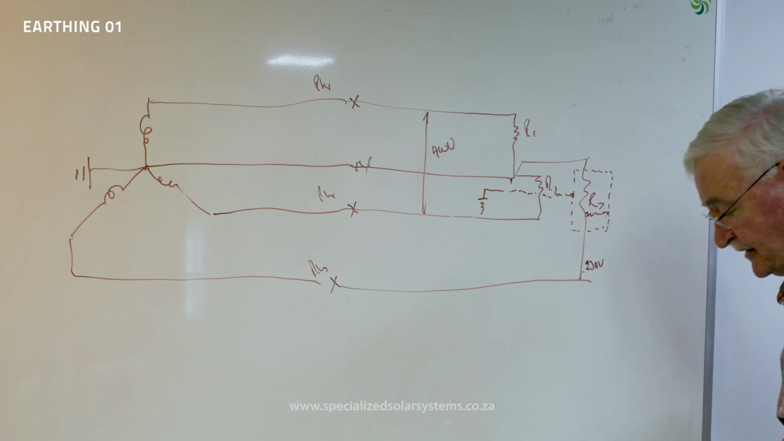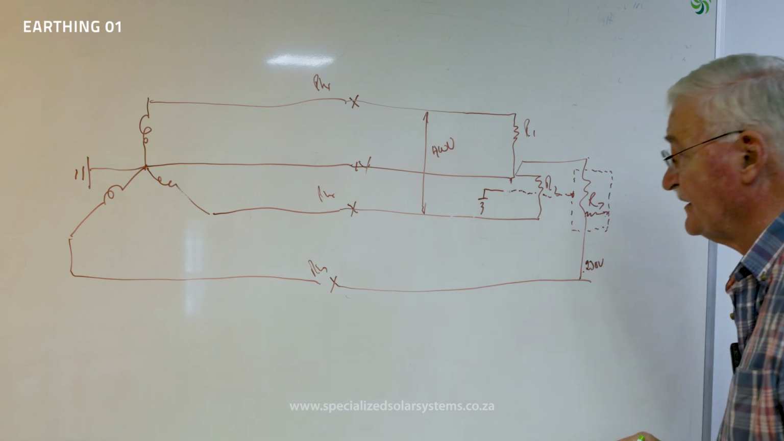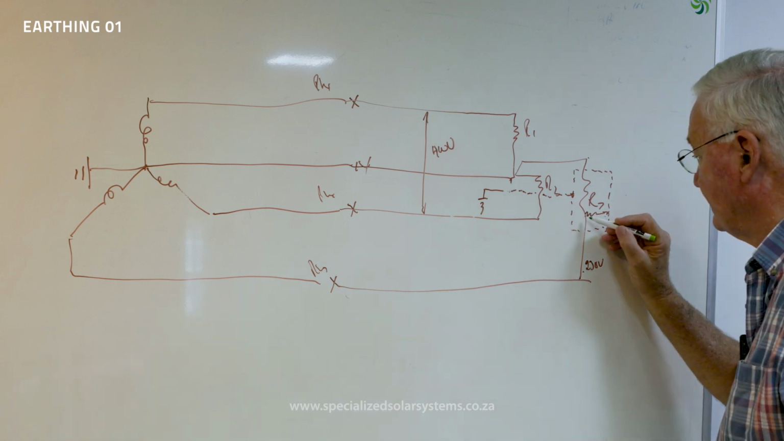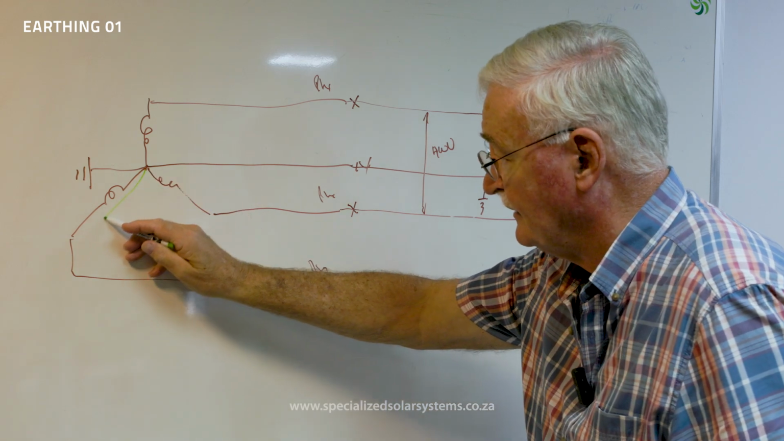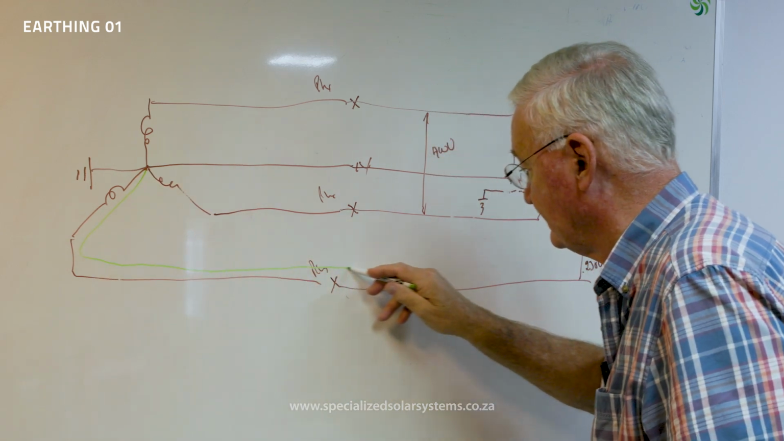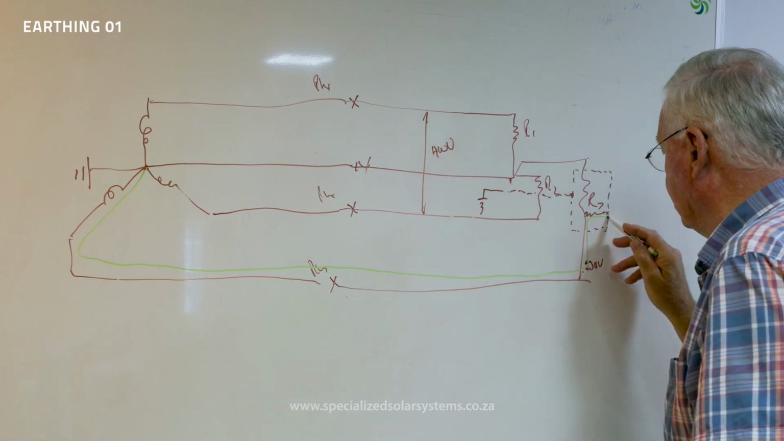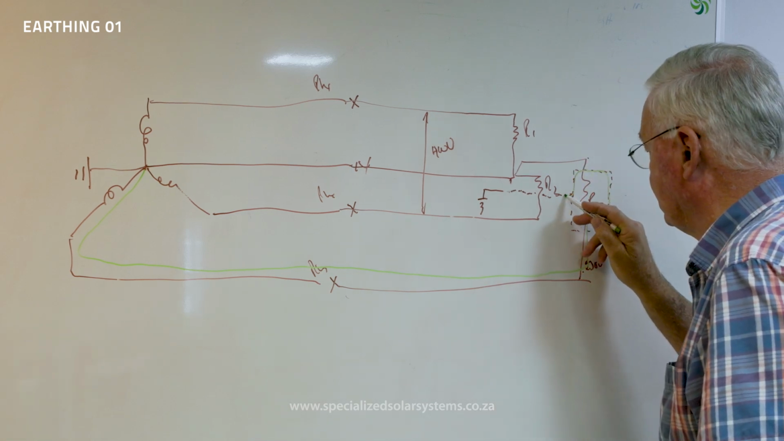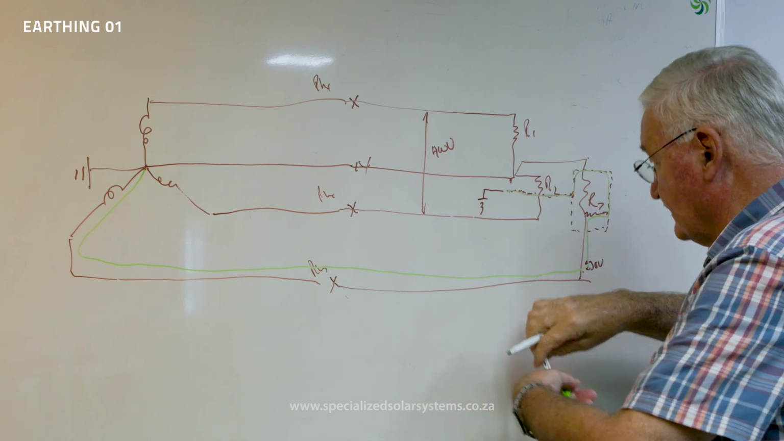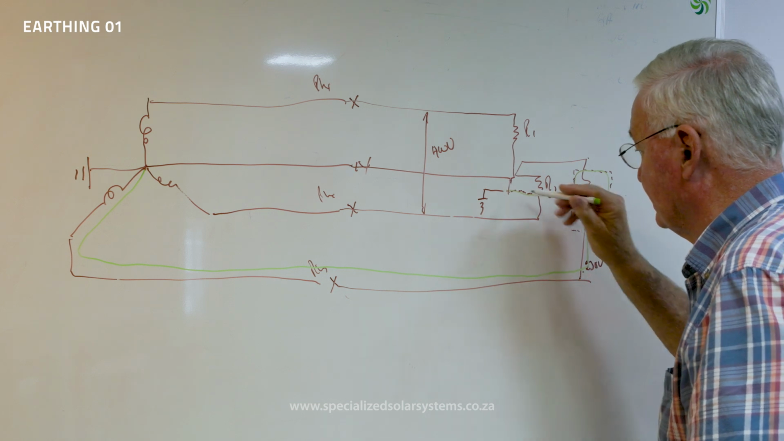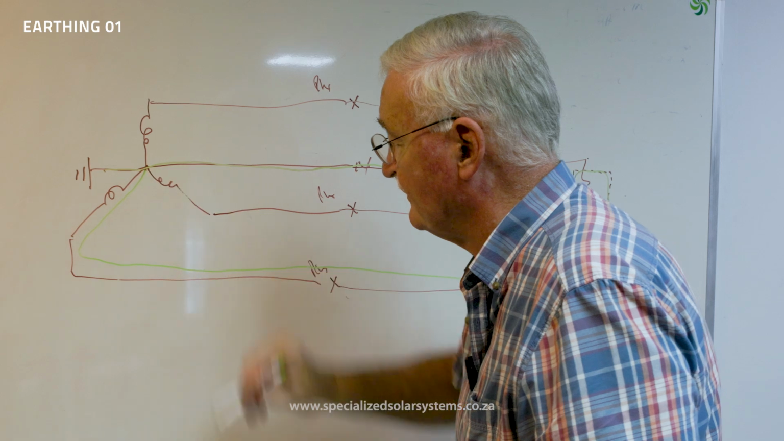But if you take a path now and draw the entire path of that current, you can see the current will now flow from the live here. It will flow through here, through there, and it will flow here, okay? And through that metalwork, it will flow through the earth here, which is bonded there. And you can see you've got a complete path now back to that earth here.